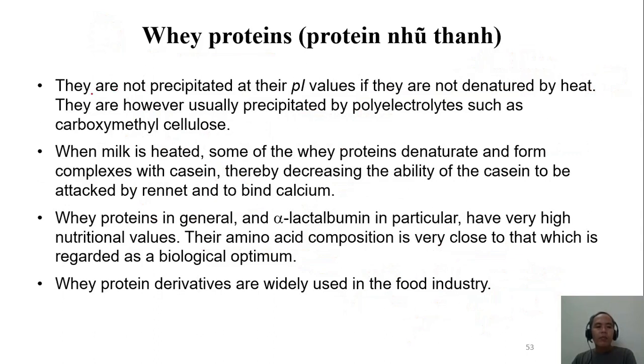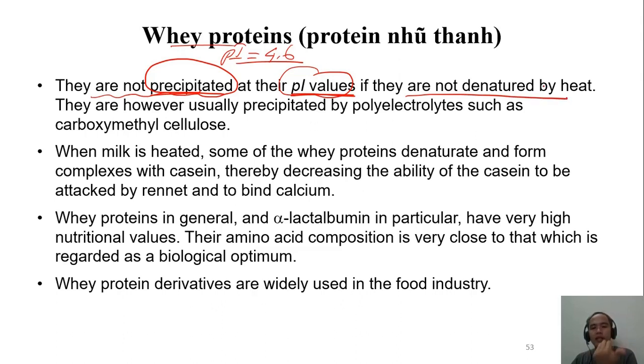Okay. Whey proteins are not coagulated, are not precipitated at pI values. For casein, when you reduce the pH to the pI of 4.6, casein will precipitate. But whey protein does not precipitate at the pI value. When? When they are not denatured by heat. So when they are still native, they are not precipitated.